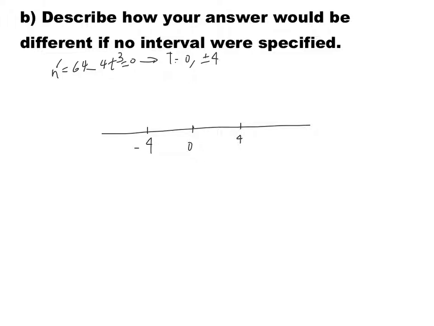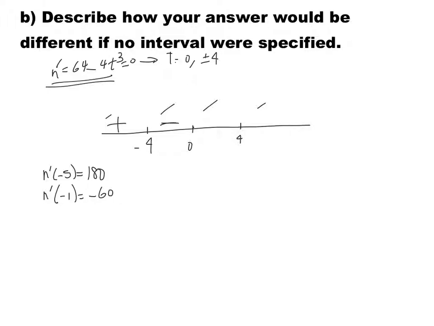Now we have 1, 2, 3, 4 regions to consider. So for each region, we are going to pick a number and then decide on the sign of n prime. For less than negative 4, let's say negative 5, if we put it back in this equation, we get 180. So in this region n prime is positive. For between negative 4 and 0, let's say we pick negative 1. If you simplify this one, you get negative 60. So this means that n prime is negative.